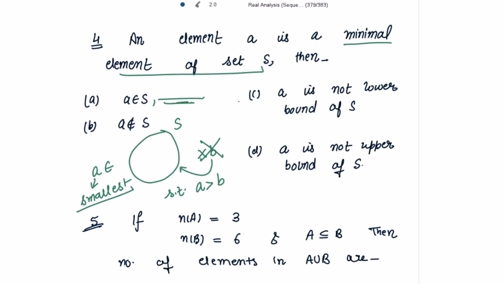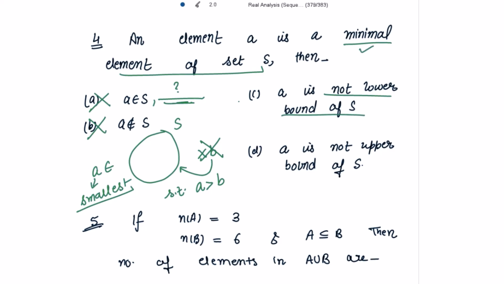So we cannot take the option that only A belongs to S. There must be some condition with this option, so don't take this option. Similarly, we don't have to take the B option. A is not a lower bound of S. How can this be possible?